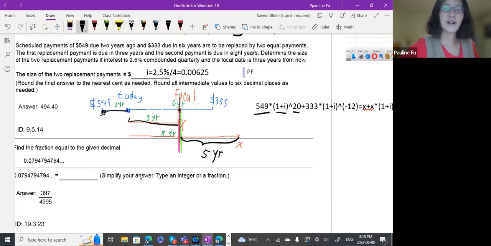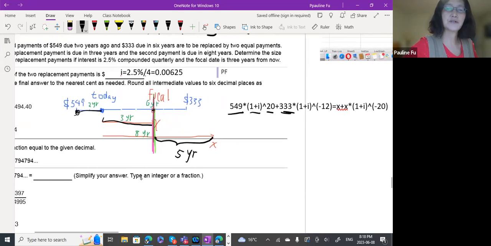Next, we calculate the present value for 333. The present value equals future value times (1 plus i) raised to the power negative N. N is how many quarters from here to here. We know it is 3 years from here to here. 3 years is 12 quarters. So you raise to power negative 12.